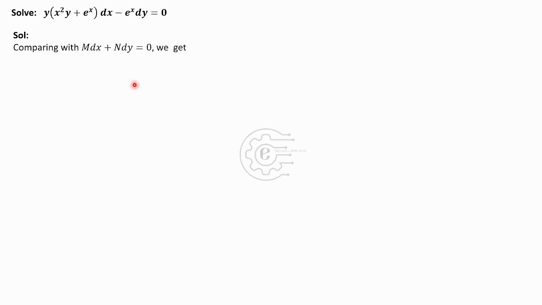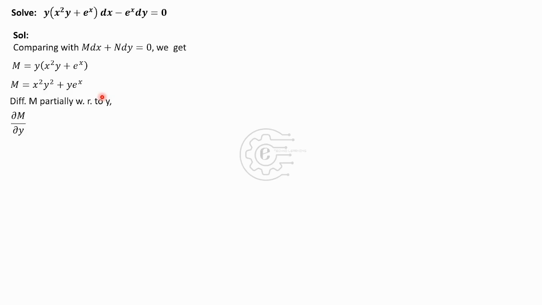So on comparison we get value of M as y (x² y + e^x). Let us simplify this equation. So we get x² y² + y e^x. Now इस इक्वेशन को हम डिफरेंशिएट करेंगे पार्शियली with respect to y.